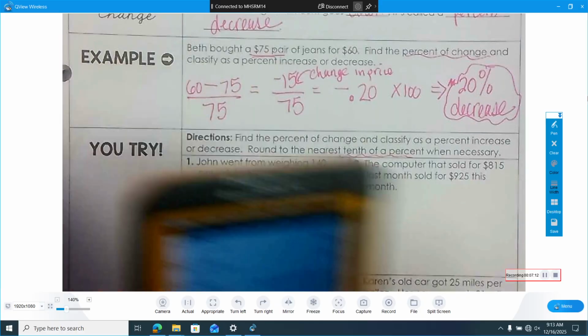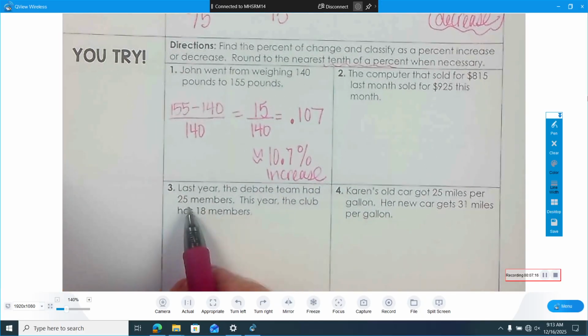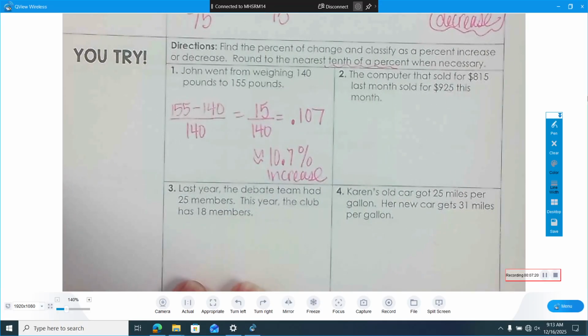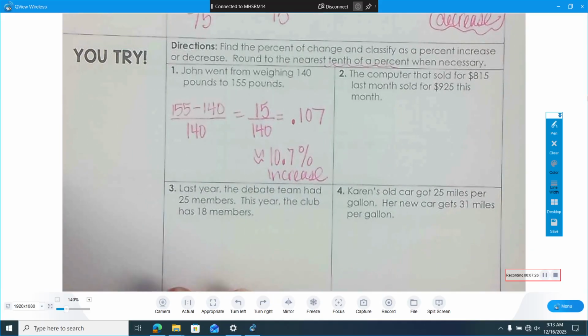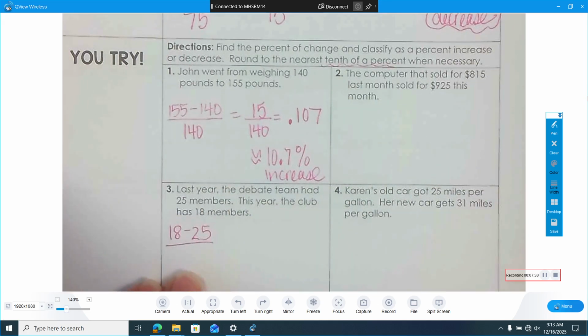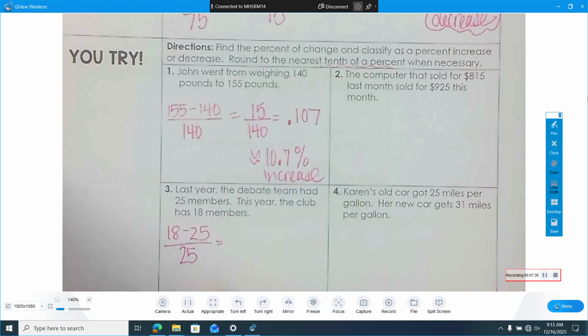Okay, let's look at number 3. Last year, the debate team had 25 members. This year, the club has 18 members. Are they doing an increase or a decrease? Decrease, right? Because they had less members this year. All right, so we're going to do 18 minus 25 over what? 25. The original amount of members was 25, or the previous year.